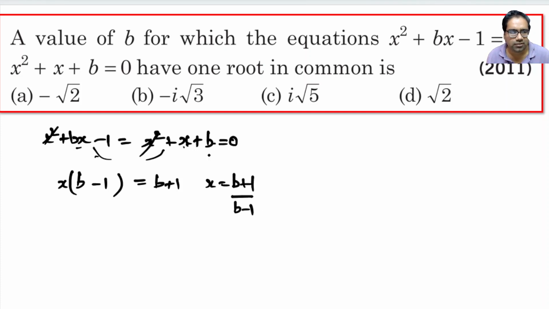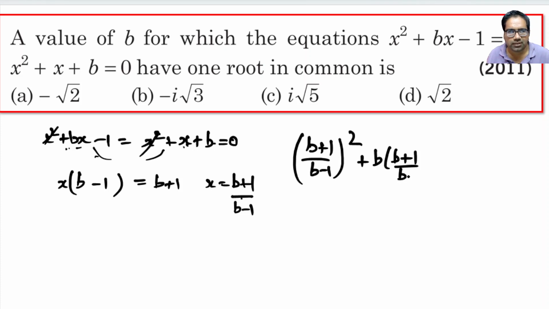Okay, this one should solve this equation also. Let us substitute this one in this. Okay, x square, what is x square? b plus 1 by b minus 1 whole square plus bx, b into b plus 1 by b minus 1, minus 1 should be equal to 0, right? We have solved for x. This x should satisfy this also. We are just inputting this one here and finding out what b can be.